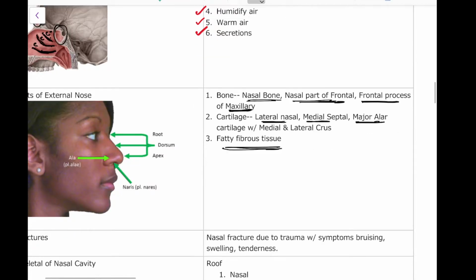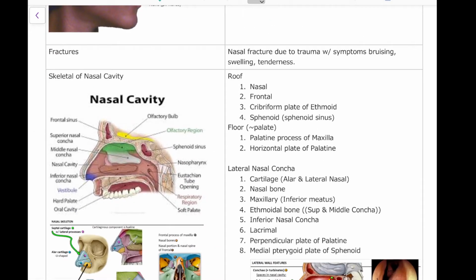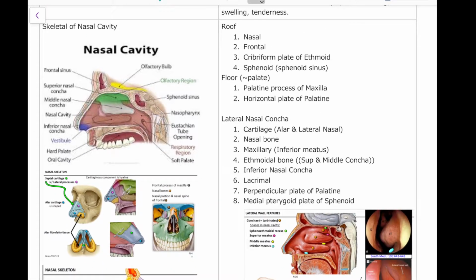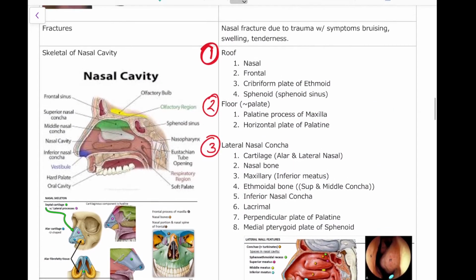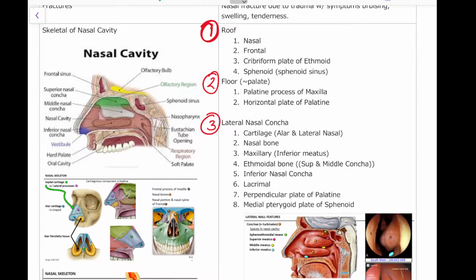we have the middle part, which forms the medial nasal septum. Next, now we talk about the skeleton of the nasal cavity. First we will talk about the roof, then the floor, then the lateral, and then finally the medial nasal septum.